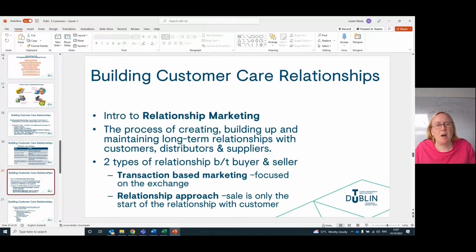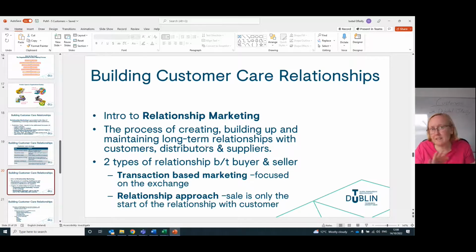So relationship marketing is the process of creating, building up, and maintaining long-term relationships with customers, distributors, and suppliers. And we have two types of relationships identified between buyers and sellers. Just broadly breaking them down, we have transaction-based marketing. So this is focused on this exchange. You give me money, I give you stuff. That's the transaction. Relationship approach is where the sale is only the start of the relationship with the customer.